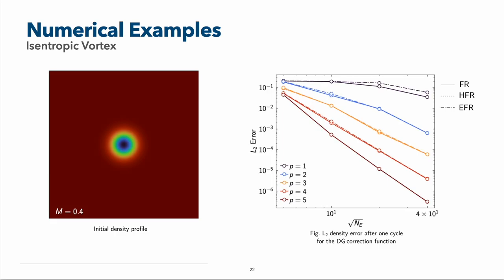Next, we consider the isentropic vortex, which consists of an initial vortex that advects through the computational domain for one cycle. On the right-hand side, we plot the L2 norm of the error against the square root of the number of elements considered. And we observe that the convergence is to the right order of accuracy, which is expected to be p plus 1, and this occurs more specifically as we refine the mesh.